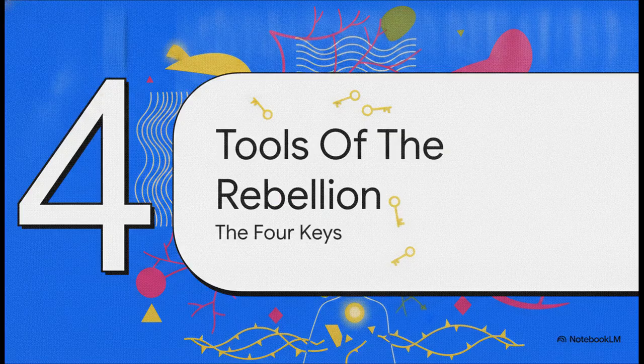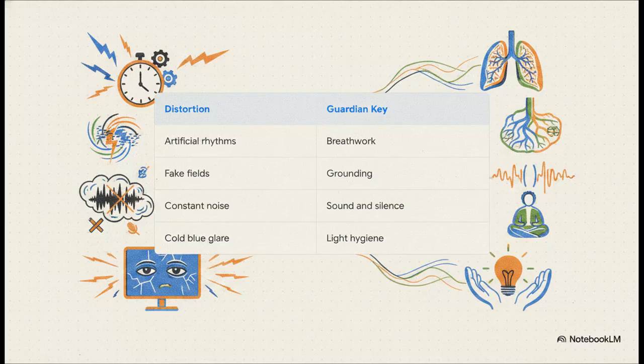This brings us to part 4, Tools of the Rebellion, the 4 keys. To actually help people wake up and recognize they're being played, the Guardians teach 4 vital, super practical strategies. The Guardians figure out pretty quickly that if people don't have a baseline of true calm, they can't even tell they're being manipulated in the first place. So they basically become these traveling calibration points.